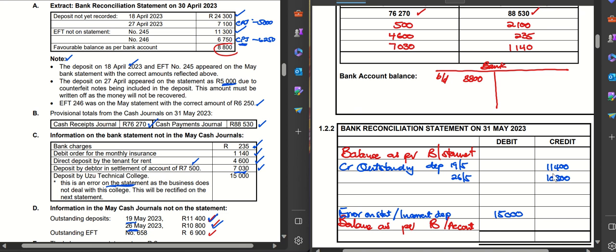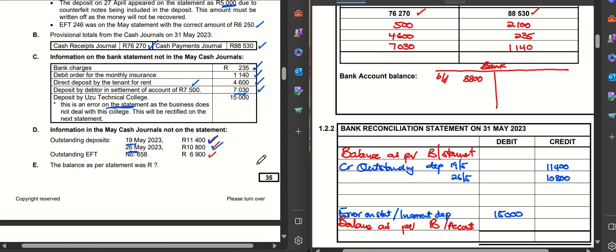10,800. And the last one is an EFT, outstanding EFT. So I'm going to come here and we're going to debit our outstanding EFTs. And outstanding EFTs is 6,900. Remember, we debit our outstanding EFTs. That's your 6,900.